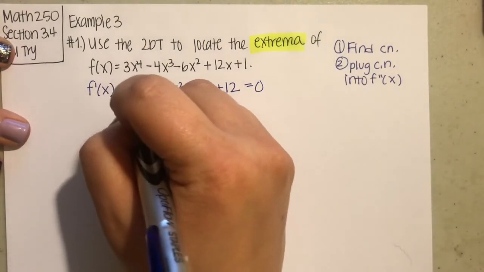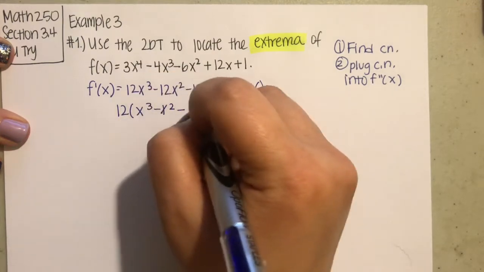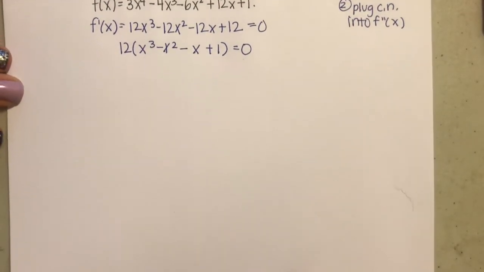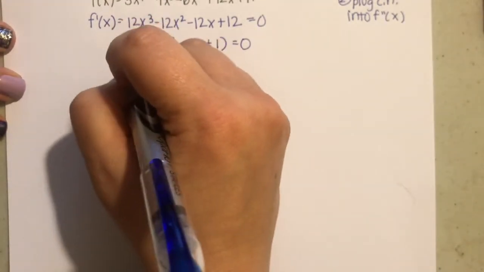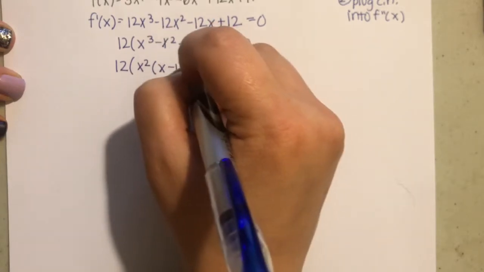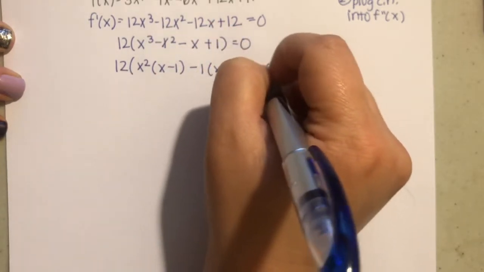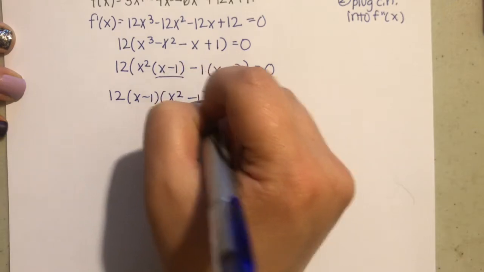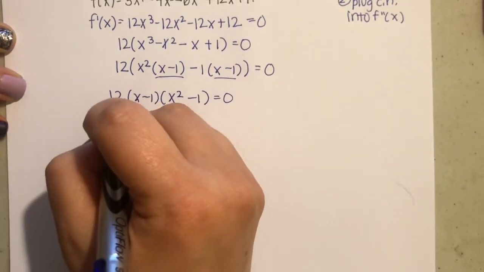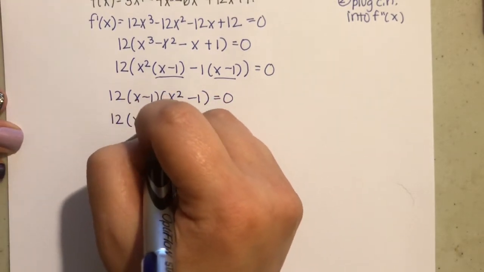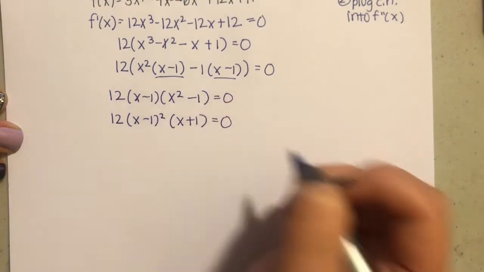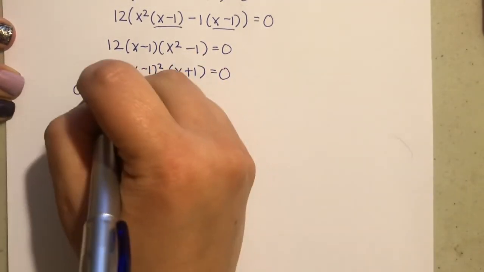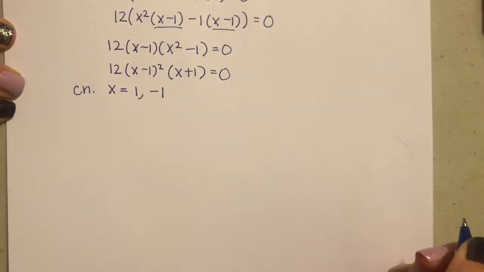Good news is we've already done this. If you remember, we factored out a 12, x squared minus x plus 1. And then we got kind of creative with our factoring. I thought it was fun. I hope you did too. So we had 12 times x squared, x minus 1, negative 1, x minus 1. Took out that common factor, and then rewrote these two, right? So 12, x minus 1 squared, and x plus 1. Okay, so we got a little creative with it, but hopefully that was fun. And this gives us a set of critical numbers: x is equal to 1 and negative 1, right?